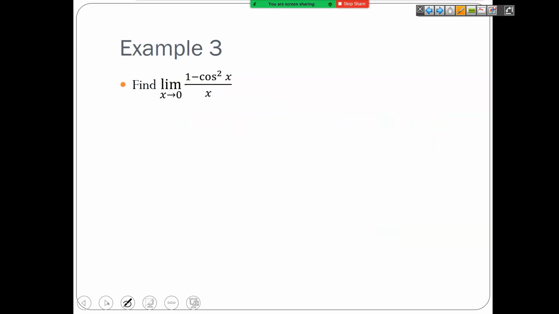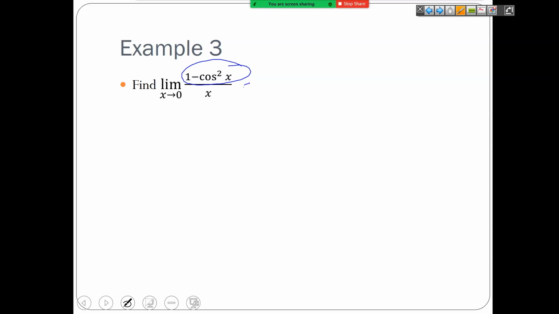Okay? 1 minus cosine squared x. Obviously, if we plug in 0, cosine of 0 is 1. 1 squared is 1. 1 minus 1 is 0. Plug in 0 to the bottom, you get 0. So, algebraically, what could we do to that? Yep.